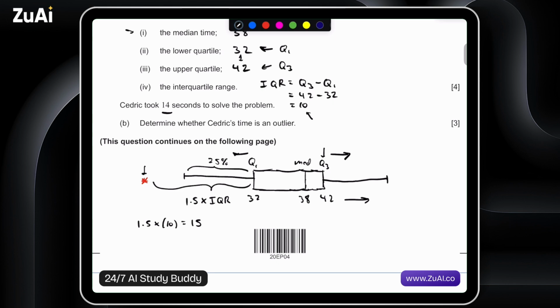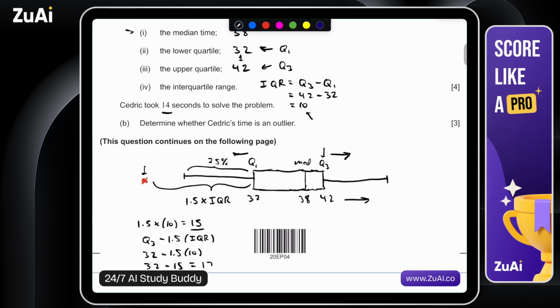So we have Q1 minus 1.5 times IQR, which is 32 minus 15, since 1.5 times the IQR is equal to 15. I'll write that out once again. 32 minus 15 gives us a value of 17. So 17 is the extent to which these whiskers will travel. This is the lowest point they'll go, and we know that Cedric's score right here is 15. And so is Cedric's score an outlier? Yes. Yes, it is.